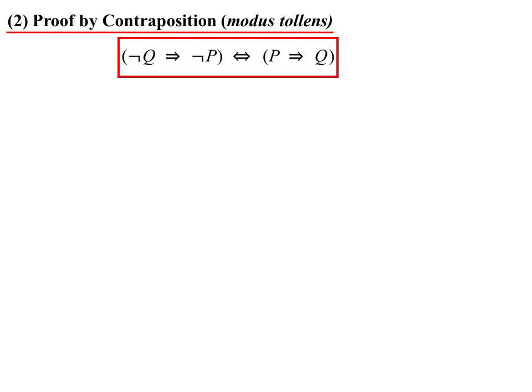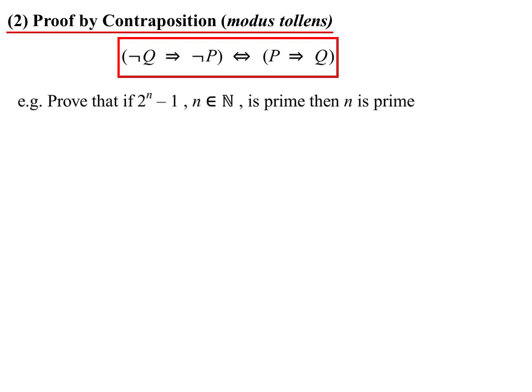Let's do an example of that. I didn't bother with the truth table because, of course, yesterday we already talked about those being equivalent, so I didn't worry about it with this one. We're going to prove that if 2 to the power of n minus 1 is prime, then n must be prime. Well, I've got to set n up to be a prime number.